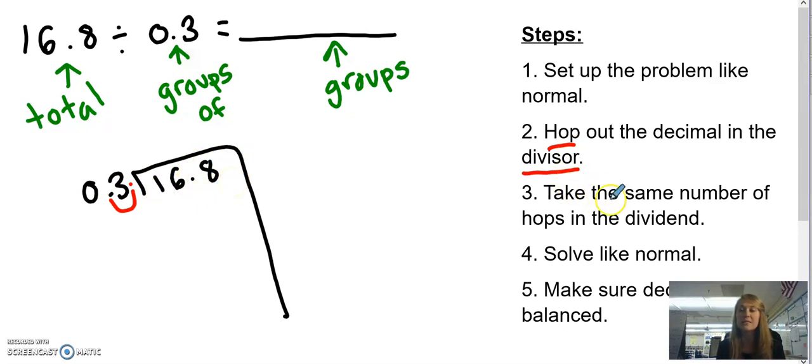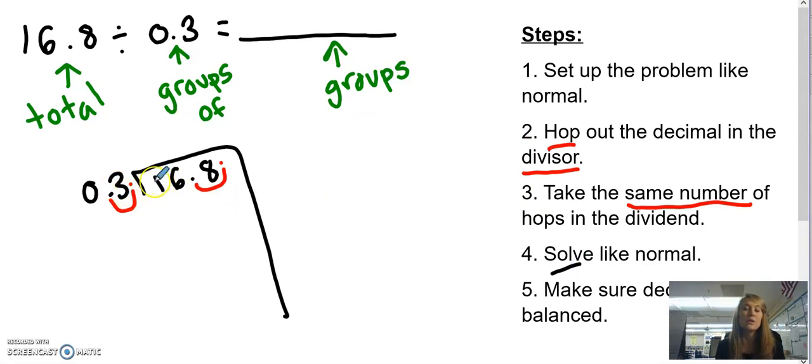Step 3 tells us to take the same number of hops in the dividend. I took one hop here, so I'm going to also take one hop here. So now I have the problem 168 divided by 3. Step 4 tells me to solve like normal.